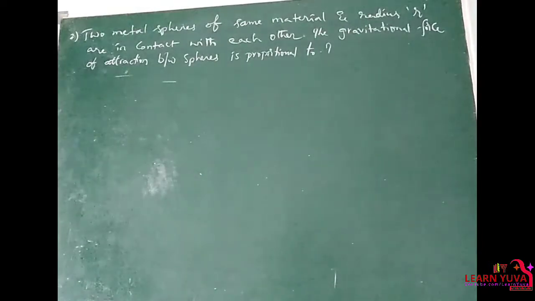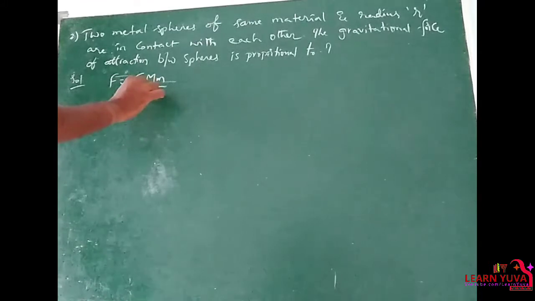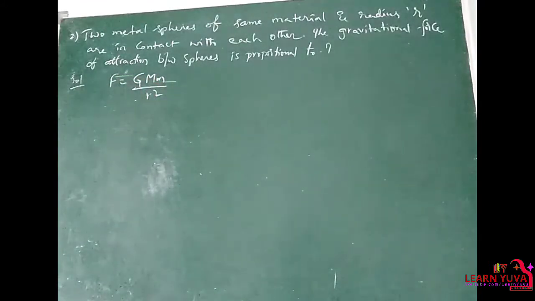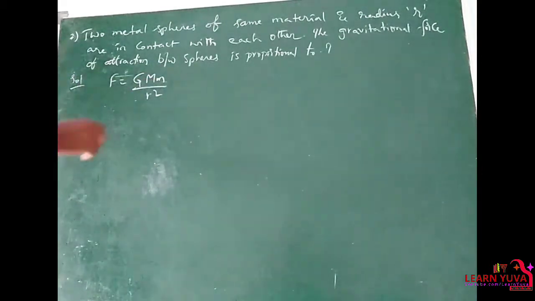The question is, two metal spheres of the same material and radius are in contact with each other, then the gravitational force of attraction between the spheres is directly proportional to what? You have to find out what the force of attraction between them is directly proportional to. By the formula, F is equal to G M M by R square, where M and M are the two masses, R is the distance between them, G is the gravitational constant, and F is the force of attraction between them.